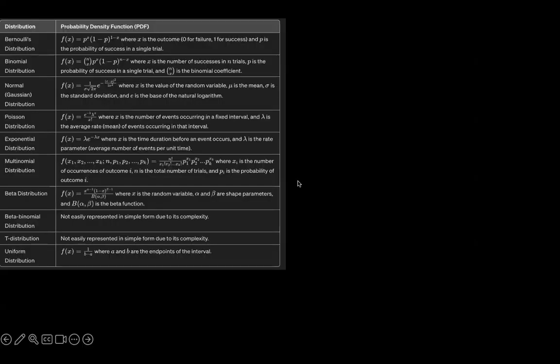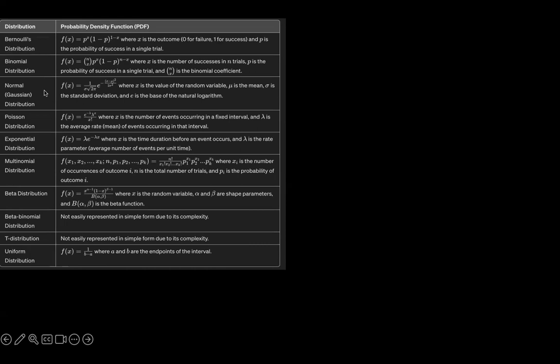Okay, let's move on to the formulas. Bernoulli: f of x, which is the PDF, probability density function, is a mathematical formula. What is the formula? p power x into (1 minus p) power (1 minus x). x is nothing but the outcome, either failure or success. The binomial distribution is n choose x, p power x into (1 minus p) to the power of n minus x. Here x is the number of successes happening in n trials, and p is the probability of success in each trial.